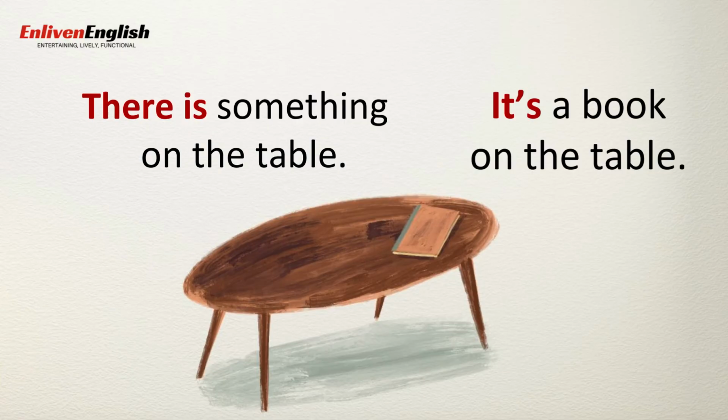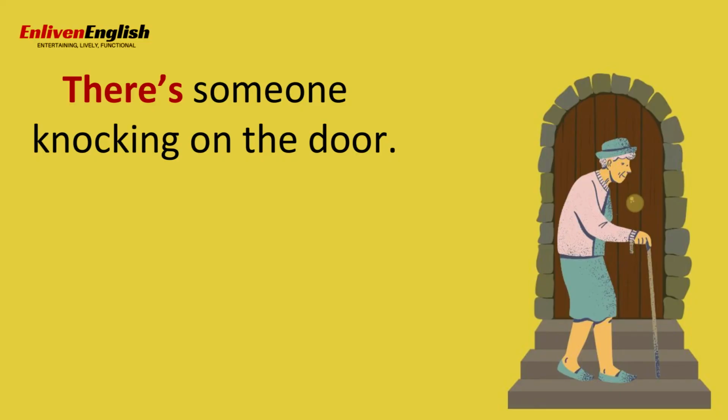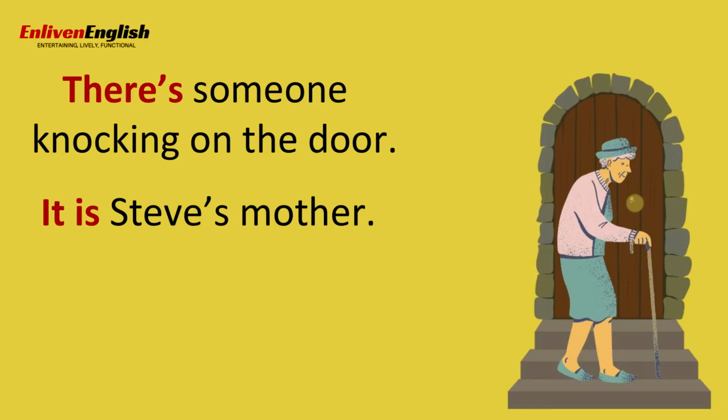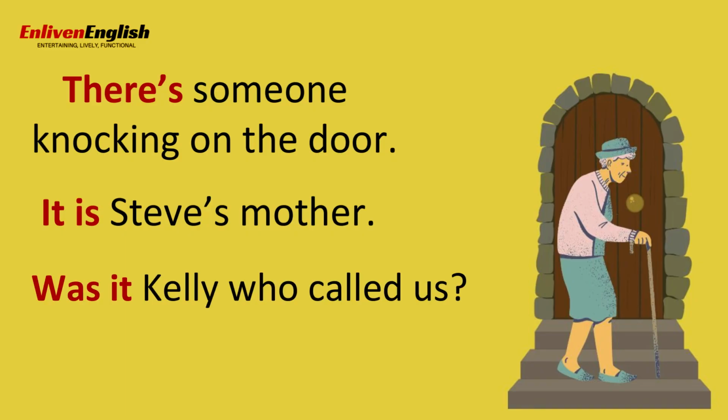There is something on the table. It's a book on the table. There's someone knocking on the door. It is Steve's mother. Was it Kelly who called us? Yes, it was. Sentences with there are telling us that something exists, and sentences with it are identifying that thing.